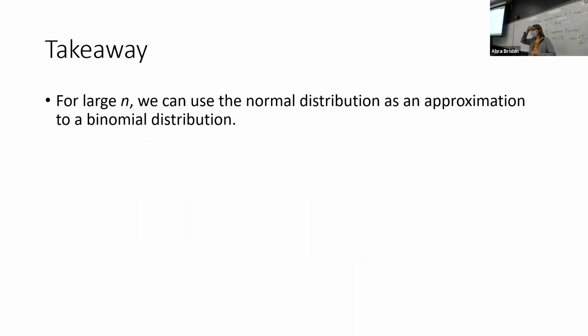So our takeaway here is that for large values of n, we can use the normal distribution as an approximation to the binomial distribution.